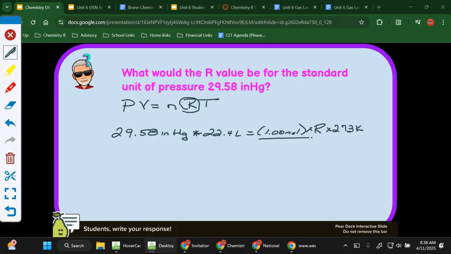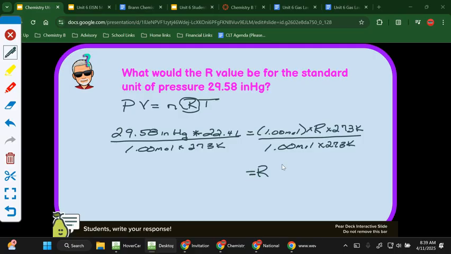Let's solve for it. Going to take this side and divide it by 1.00 mole times 273 Kelvin. What I do to one side of an equation, I do to the other. So R equals what, ladies and gentlemen? I'm sorry, a little louder. 27? We're going to put it in 3 sig figs just like every other one of them up there. What's the unit?